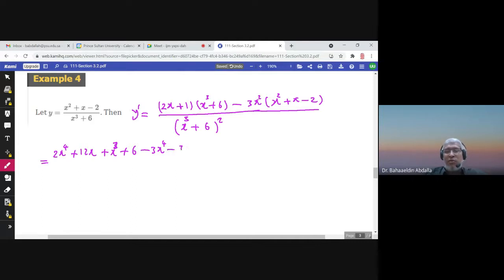x with minus sign, of course. So it would be minus 3x to the power 3. 2 plus 1 is 3. Negative 3 times negative 2 is positive 6x squared over x to the power 3 plus 6 to the power 2.